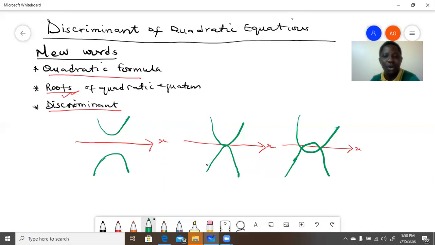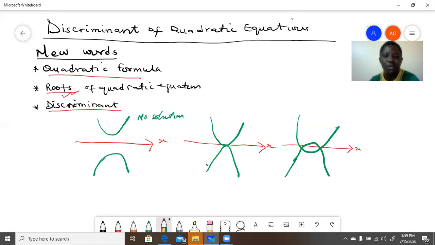Then the second one, you can see the graph that faces up and the one that faces down, both of them touch the x-axis at one point. It means the solution of this quadratic equation is only one solution, that is only one real root. But if you look at the third one, this is no roots, no solution.